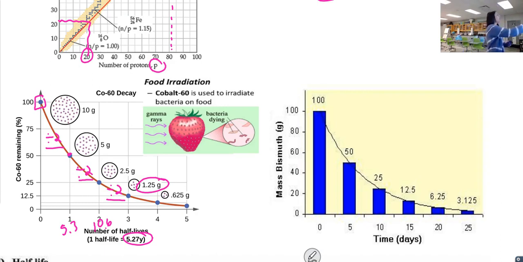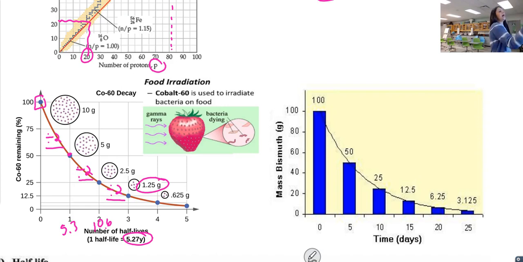And so this is showing cobalt-60, which is this example. It's actually used to irradiate bacteria on food, and this happens quite often. It's called food irradiation. A lot of people don't even know that their food is being irradiated, and that's what they use for that. This is showing bismuth. Same idea here. We can see that every half-life is 5 days.